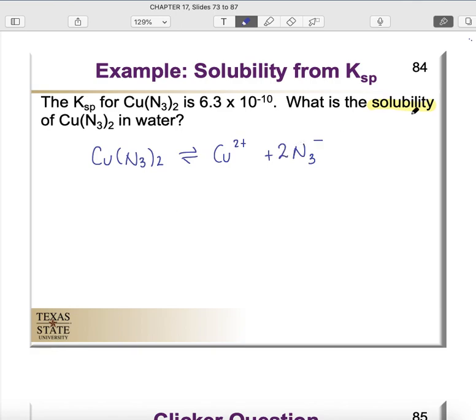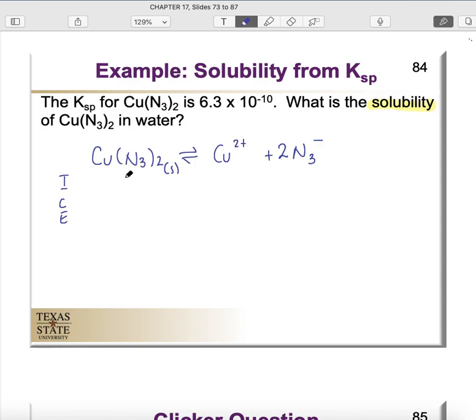The next thing that we're going to do is write a KSP expression, which is going to relate the concentrations to the KSP value that we were given. But to do that, we need the equilibrium amounts. And so we're going to set up an ice chart to be able to figure out our equilibrium. We're actually not going to put anything here for the reactant. This is a solid. That solid, remember, is not going to end up in the KSP expression, so it doesn't really matter what we put.